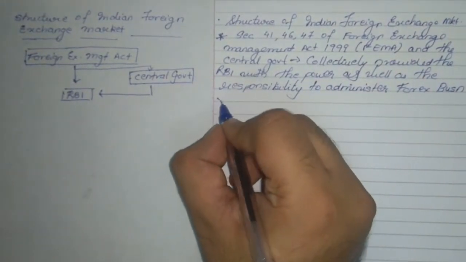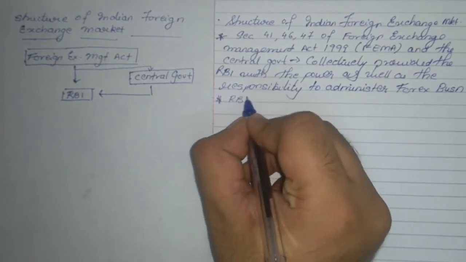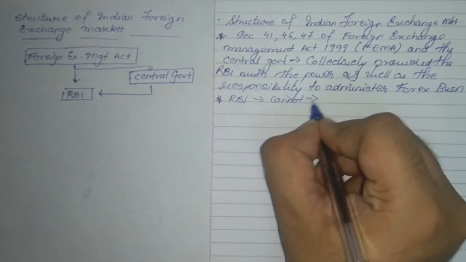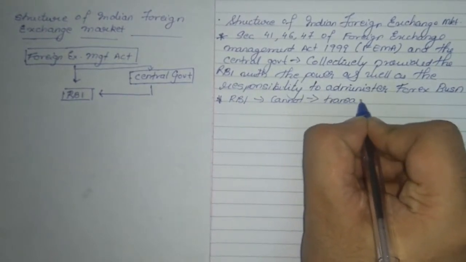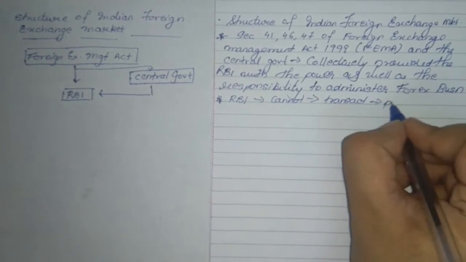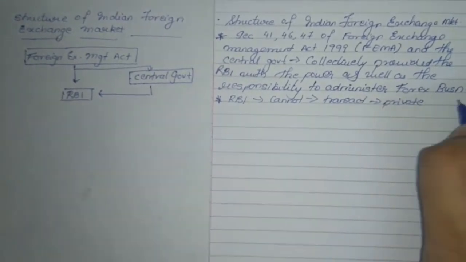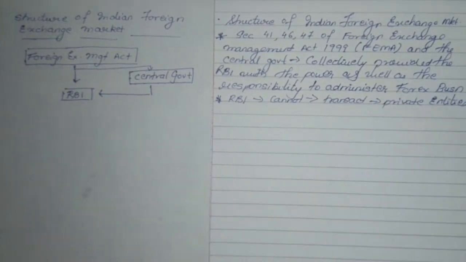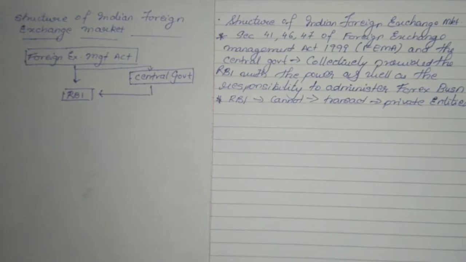Now, however, RBI cannot directly transact with private entities. So now there is a problem arising here. The FEMA Act and the central government entrusted the RBI with the powers and responsibility to take over the Indian foreign exchange market. However, the RBI does not transact with private entities.